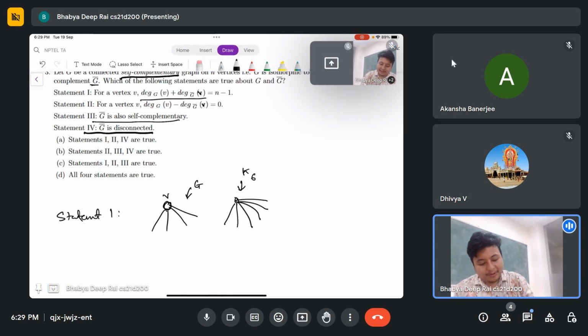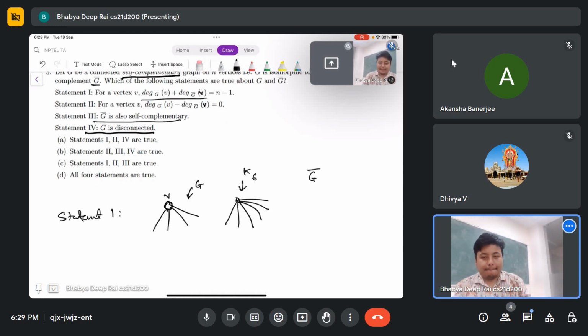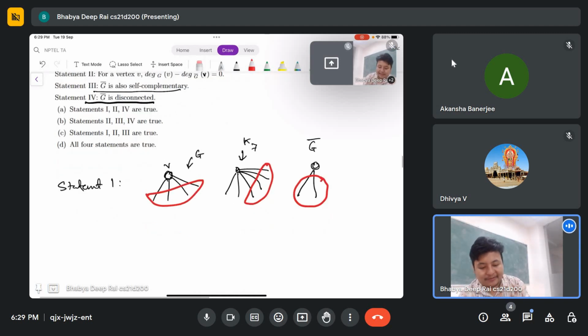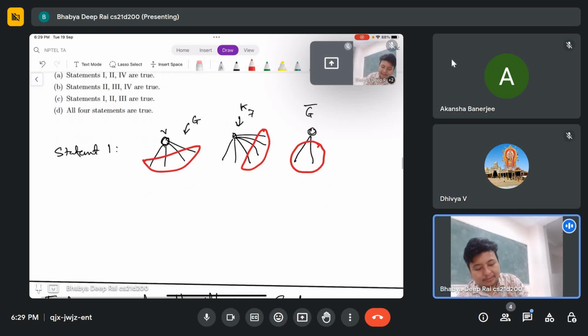And how do I obtain the complement? If I take G bar, I'll remove whatever is common. So if there are four edges here, I'll remove 4 edges from here. When I take the complement, that's how it works. So that particular vertex will have only two. So this is not K 6, this has to be K 7. There are only two edges. This observation is clear, I hope. This is true for all graphs.